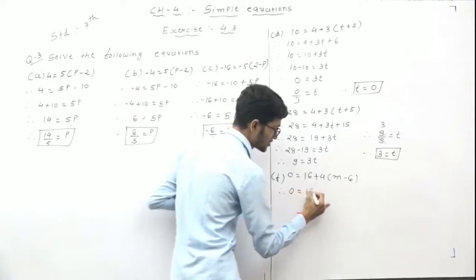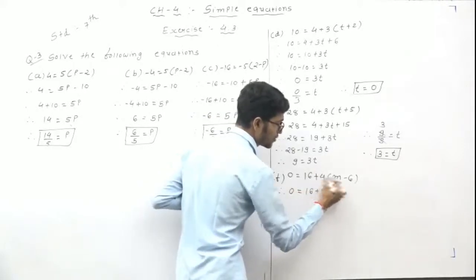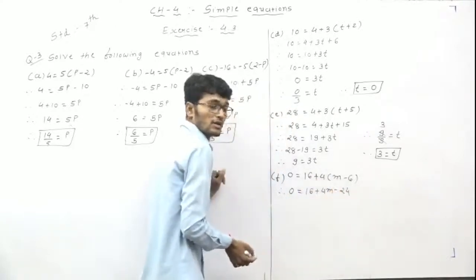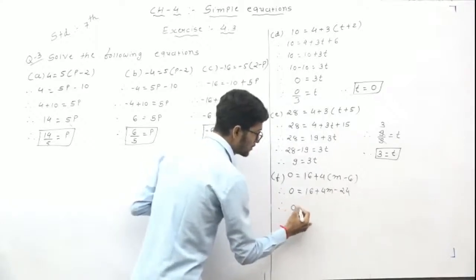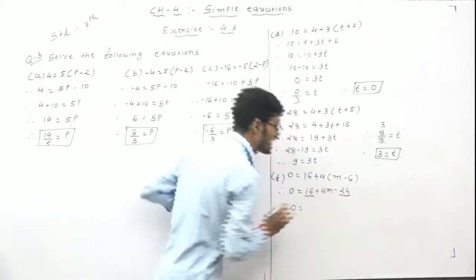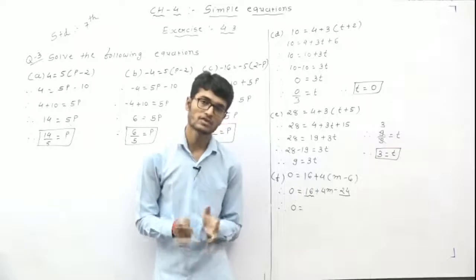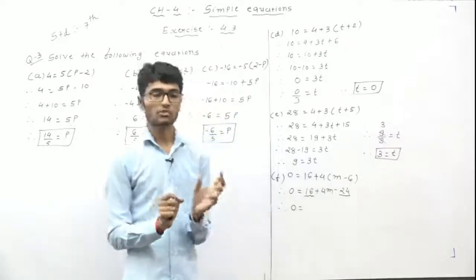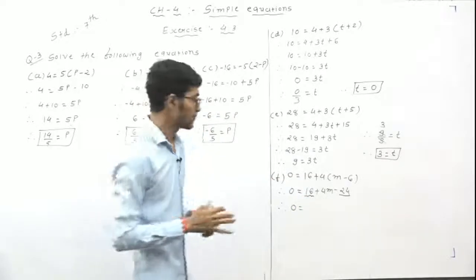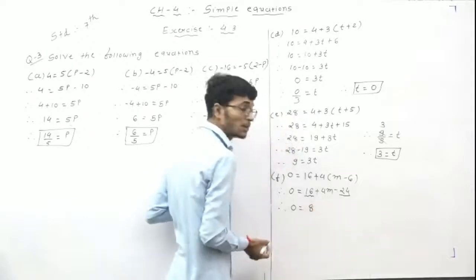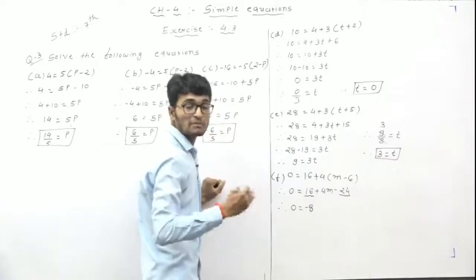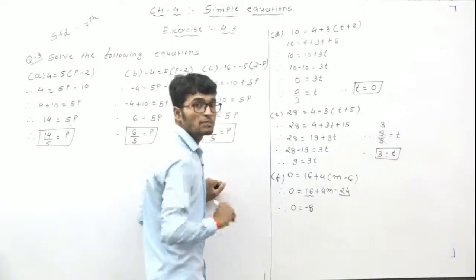0 is equal to 16 plus 4 multiplied by m. 4m, 4 multiplied by 6 is 24, but minus. This one is positive, negative, negative. 0 is equal to 16 minus 24. Here 16 is a positive number and 24 is a negative number. So with a positive number and a negative number, it means subtract: 24 minus 16 means 8. But 24 is the bigger number, so put its sign, the answer is minus 8. So 16 minus 24 is equal to minus 8.